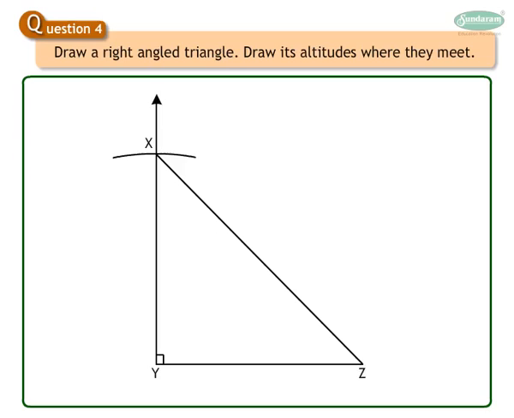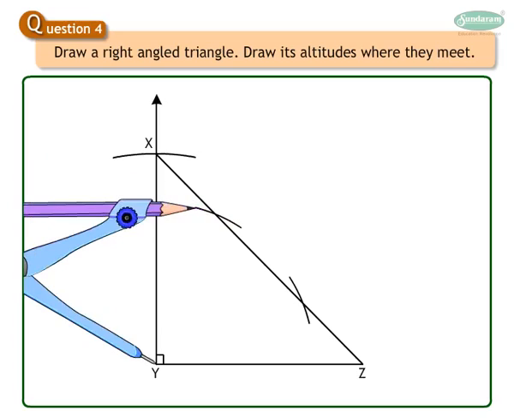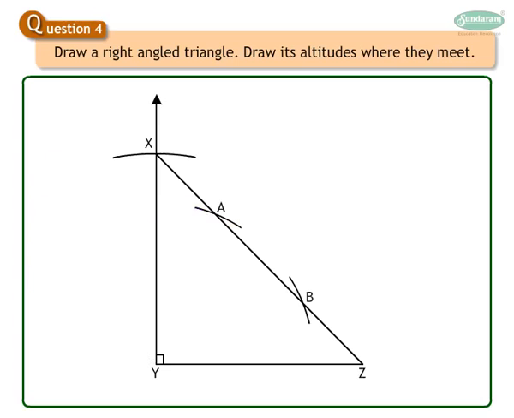For drawing the third altitude, we will draw a perpendicular line from vertex Y on line segment XZ, meeting line segment XZ at point K. Now take Y as center and a suitable radius. Draw two arcs intersecting XZ at points A and B. Now take A as center and with a radius more than half of segment AB, draw an arc on the right side of the segment XZ.